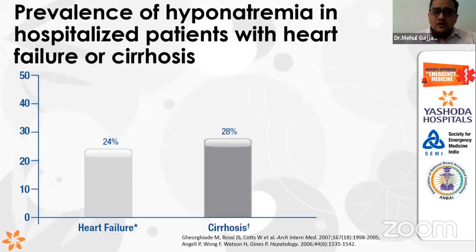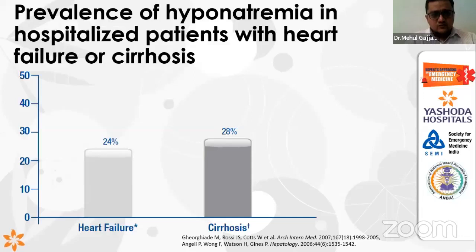Prevalence of hyponatremia in hospitalized patients with heart failure or cirrhosis is around 28% and 24%, according to this study by Rossi JLC in 2007. So prevalence of hyponatremia as such is very high in hospitalized patients.